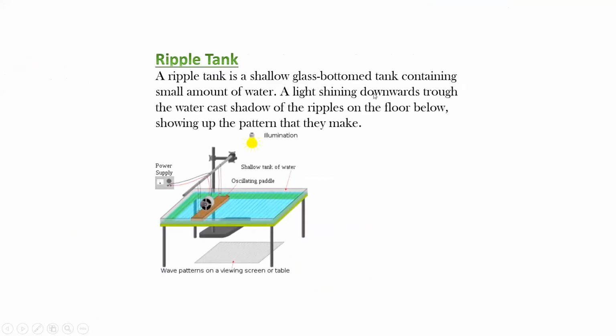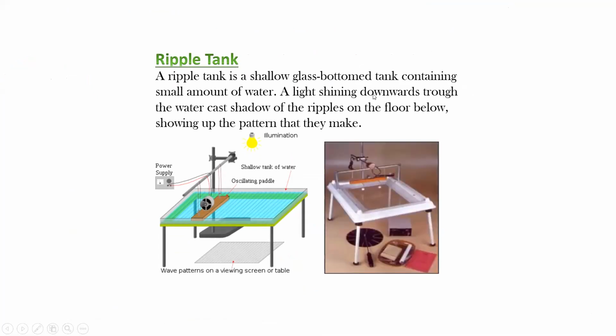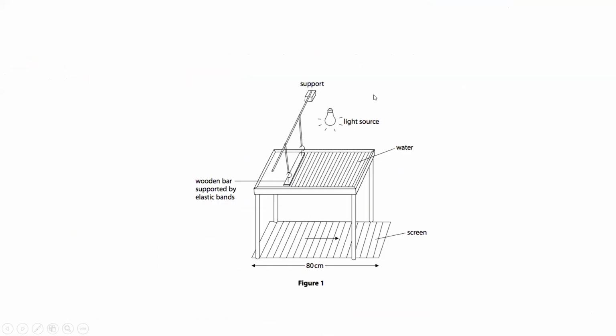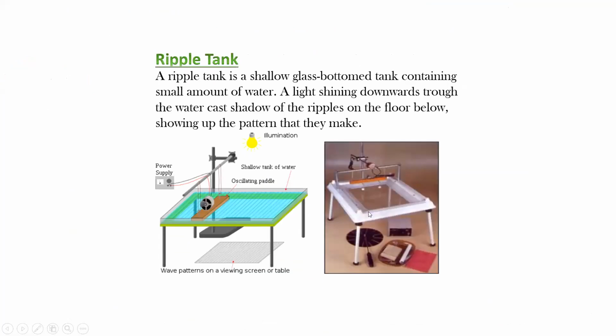Then a ripple tank. What is a ripple tank? A tank which can produce waves or ripples, we call that a ripple tank. And why do we use this ripple tank? Because it is easy to produce waves in a ripple tank, and we can observe these water waves easily in a ripple tank.